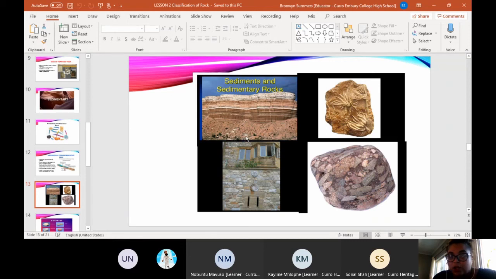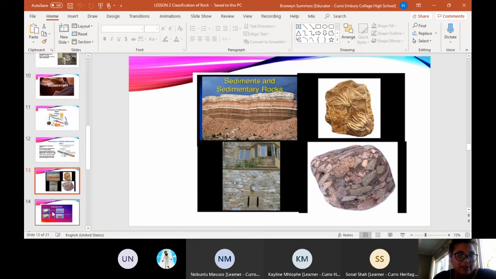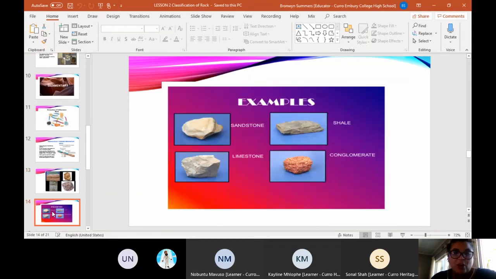So the next picture in that slide, you can see there's some fossil creatures in there. That's just showing you an example of a sedimentary rock. So you might think, oh my gosh, why are we getting so excited about rocks? But they serve a purpose for us. They're very important. So examples of sedimentary rock: sandstone. You'll see it's very fine.